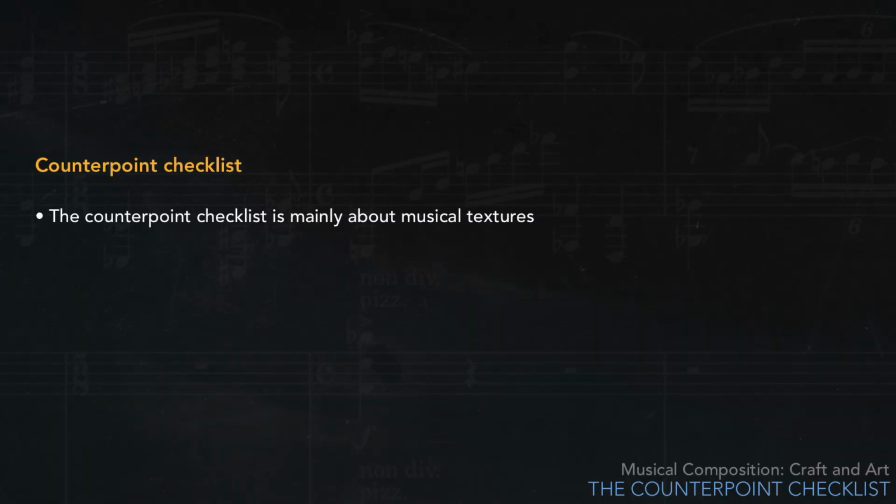The Counterpoint checklist is mainly about musical textures. In fact, many of the things in this checklist also fall into the realm of orchestration in the larger sense of the term. Orchestration in this sense doesn't just refer to the instruments you choose, but also to the various kinds of textures you can create with them, different planes of tone, and so on.